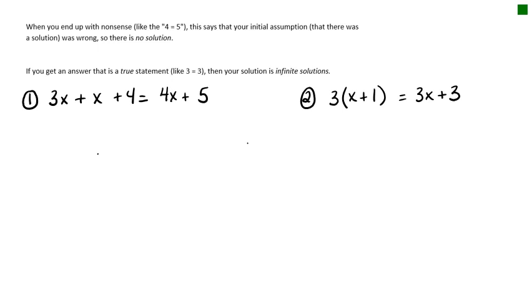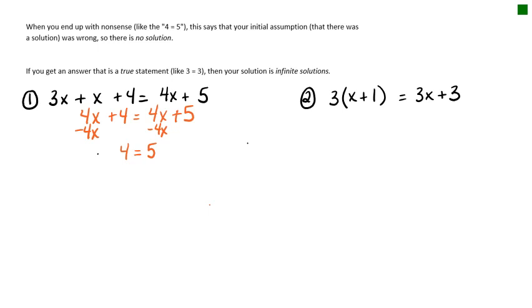All right, so with these two equations, something wonky happens. Let's look at example 1. There's no distributive property, but 3x and x are like terms, so I add them together. I get 4x plus 4 equals 4x plus 5. What I'm going to do is move the 4x over here. But both of those 4x's cancel, and I get 4 equals 5. And I'm like, what? First of all, 4 doesn't equal 5, so that's no good. And my variables are gone.